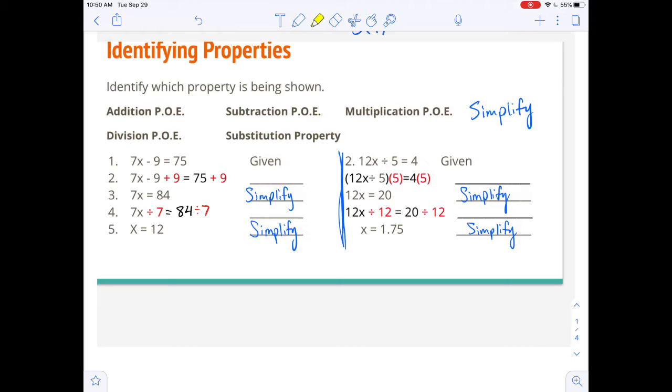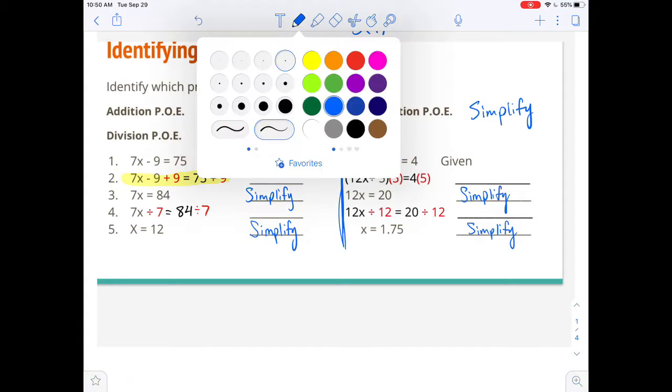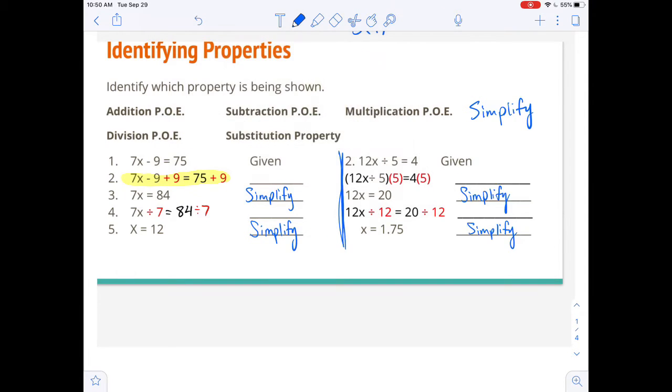Well, let's identify some of these properties. You're just going to check out what changed or what's new in each line. So I filled out some of the simplifying lines. I just want you to focus on the ones with our algebraic properties of equality. So look at lines 1 to 2. What changed from 1 to 2? Well, I put in red that I added 9 to both sides. So this would just be my addition property of equality. And then, of course, I simplified everything up.